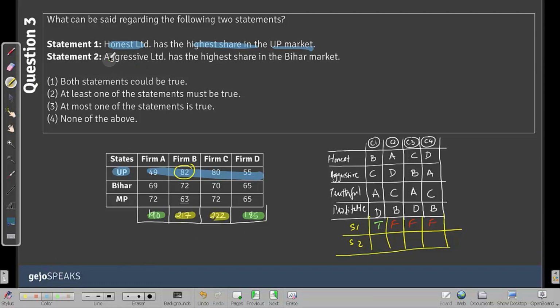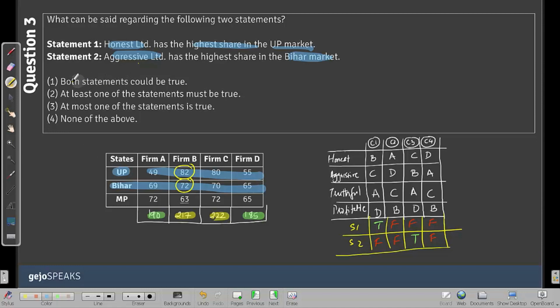Okay. Aggressive Limited has highest share in the Bihar market. Who has got the highest share in the Bihar market? The person with the highest share in the Bihar market is again B. So in this case, we are talking about aggressive. So the B is there. So that statement is true, and rest everything is false.